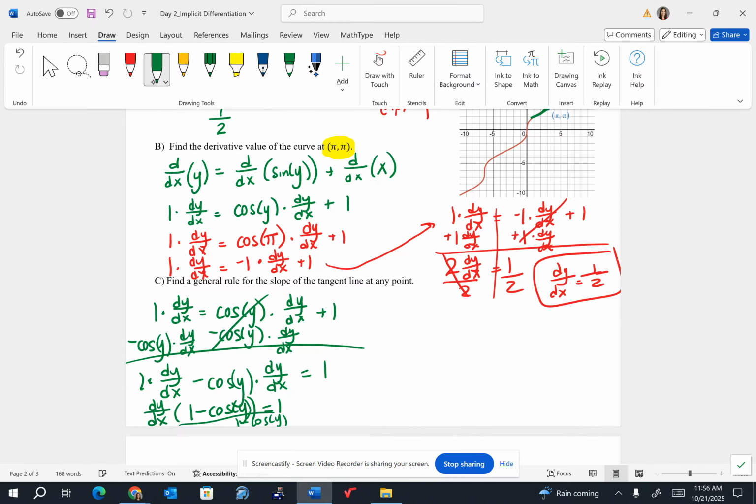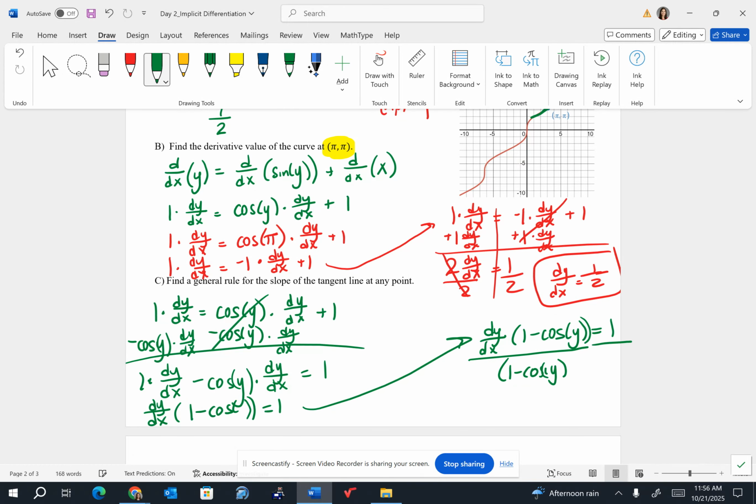I'm kind of running out of room, so I'm going to move over here to do that. We had dy/dx times (1 minus cosine y) equals 1. So I just divide both sides by 1 minus cosine y. So that's a formula for the derivative at any point, the slope of the tangent line at any point.